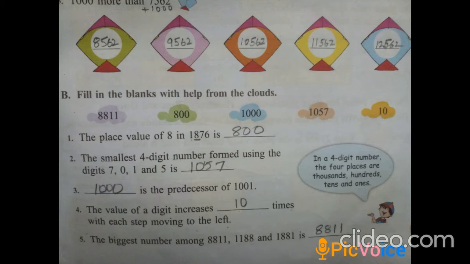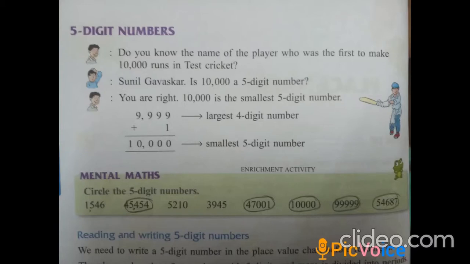So children, we completed the warm-up section on page number 3. Now you take page number 4. In your book, page number 4, they have given a small story about a 5-digit number. Two students are talking to each other. The first student is asking, do you know the name of the player who was the first to make 10,000 runs in test cricket? The next student is answering, Sunil Gavaskar. Is 10,000 a 5-digit number? So he is asking the question.